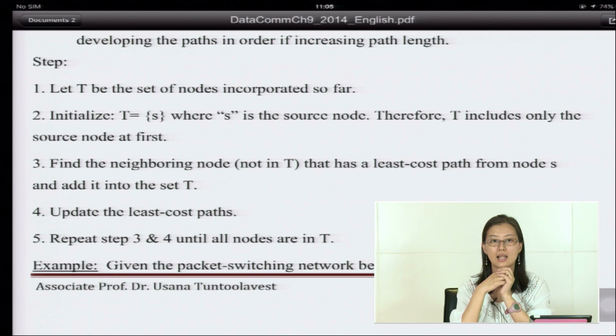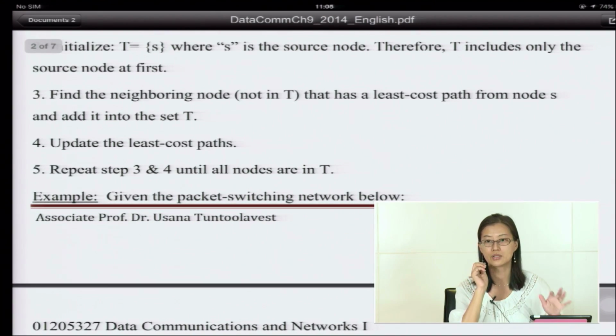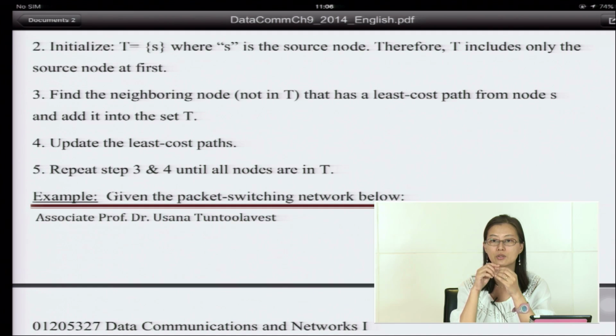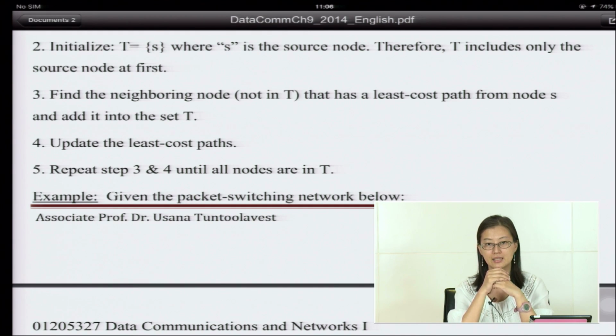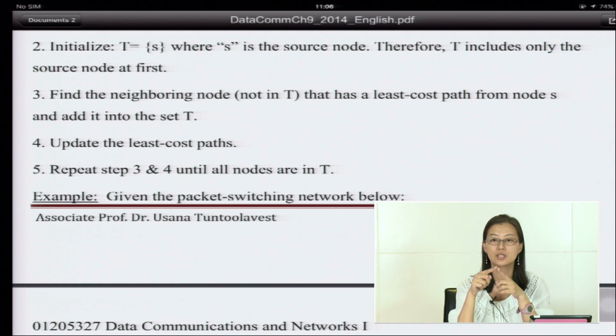So step 2, we initialize set T to include only the source node. And then you find the neighboring node that is not in T. The neighboring node is the node that is directly connected to the source node and has the least cost path from node S, and then you add it to the set T. We will look at an example later so you understand better, but this is the idea of the algorithm step. So then you add one more node to the set T.